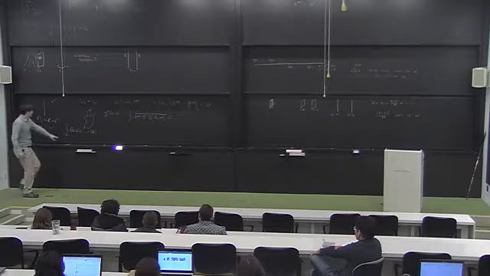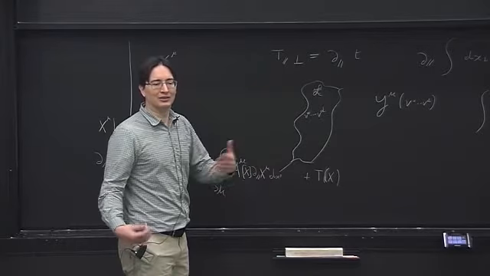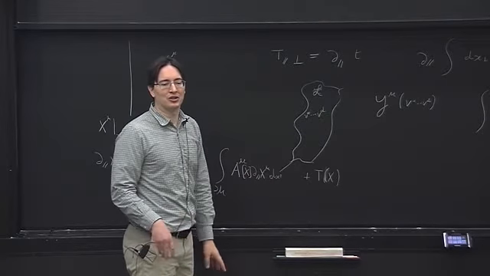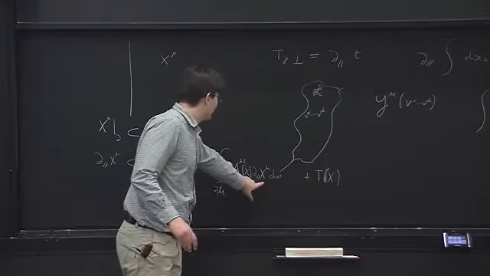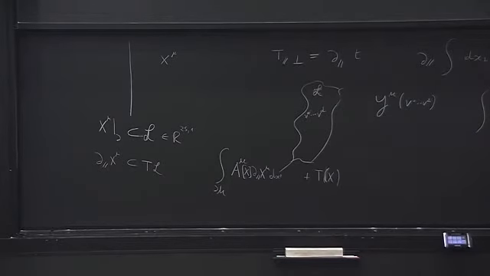So this is just, I didn't have time to go over the state-operator map for operators on the boundary, unfortunately. But roughly this object, if we expand it, is the operator which corresponds to the state.